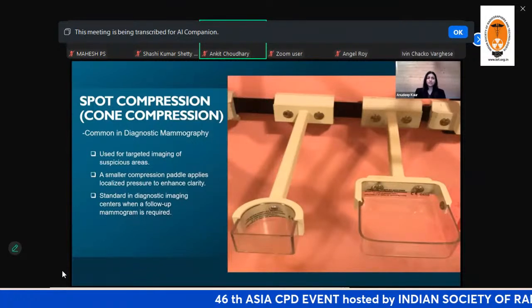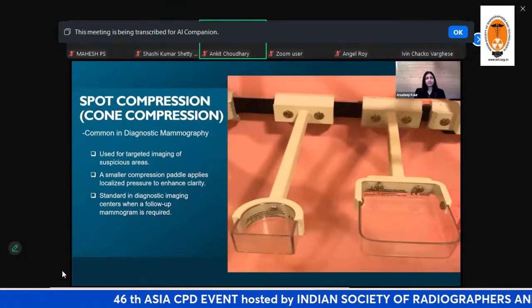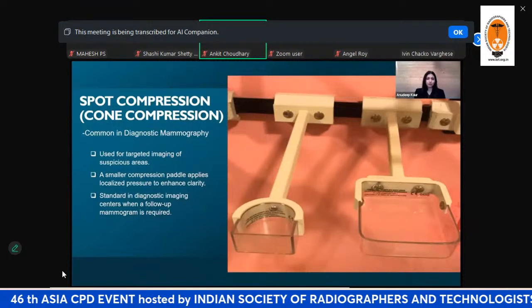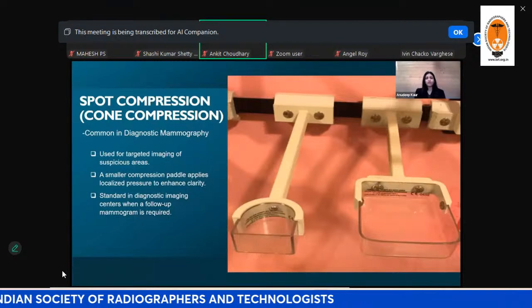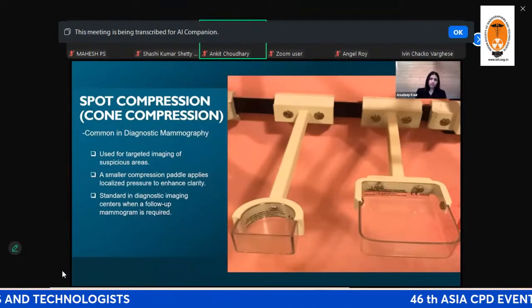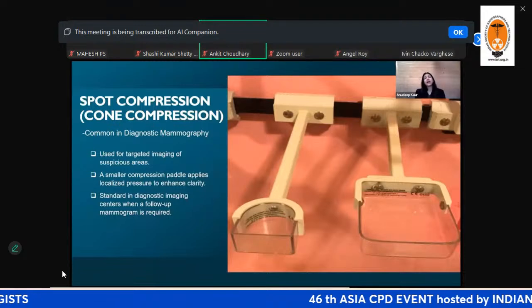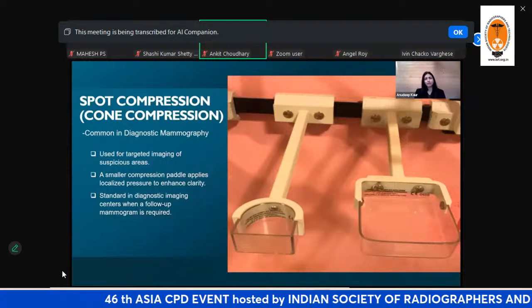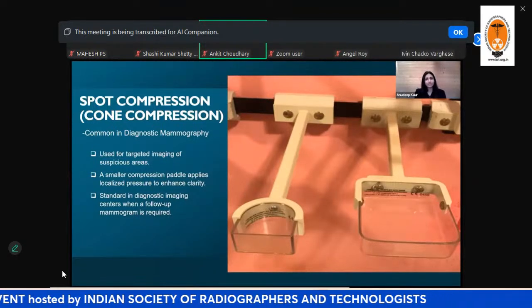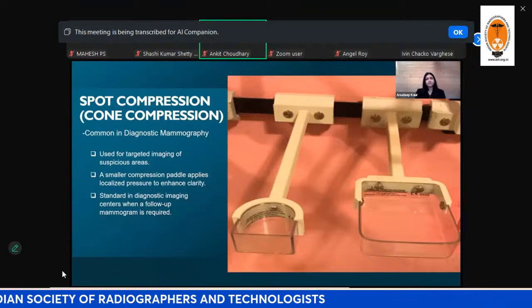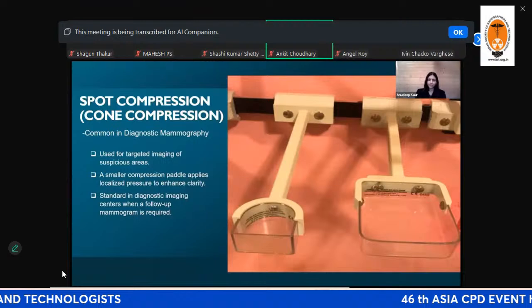Now the compression. Another type of compression technique that we regularly come across is spot compression or cone compression, where we have a smaller paddle which gives focused compression to the area where we have a doubt that there is some kind of granular density, tumor, or any kind of pathology that we are suspecting, right? So it gives a targeted compression in the suspicious area. So this is something that we can use. That way also we reduce a slight bit of compression.